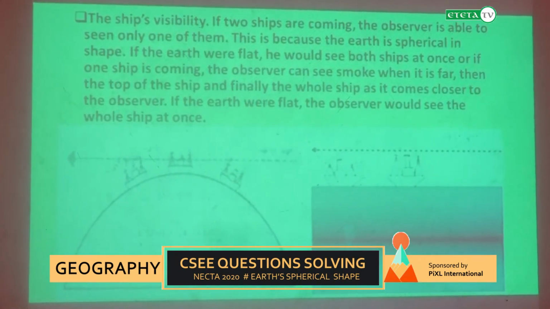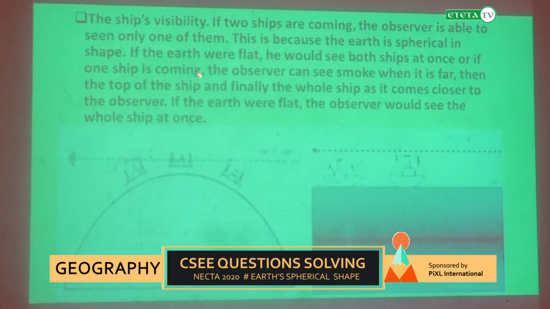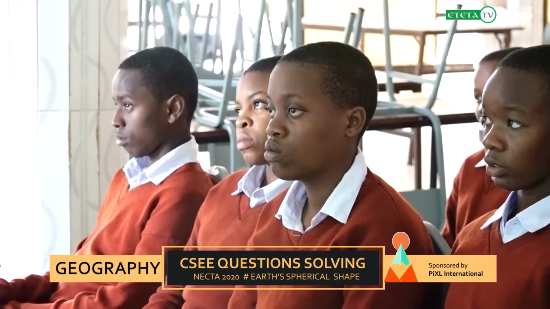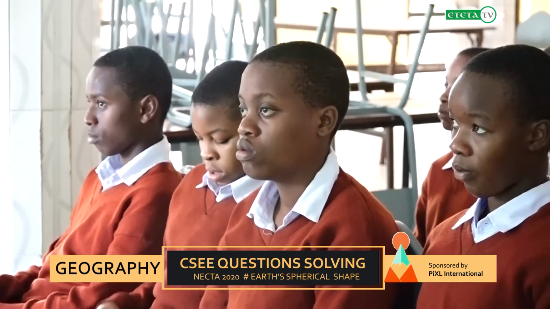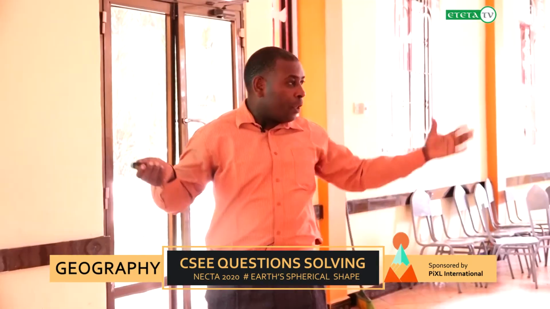Class, another point here is a ship's visibility. Here we have two ways of explaining: you can use one ship or you can use two ships. If one ship, you are at the ocean and you see one ship coming. When it is far from you, you will just see the smoke on top of the ship. As it comes nearer, you will first see the top part of the ship, which is the mast. And when it is closer to you, you will be able to see the whole ship.